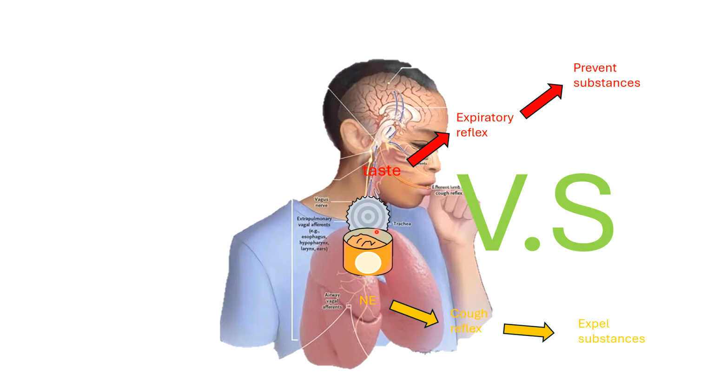So here we have a comparison. As we said, we have here these aspirated food particles, and here we have the taste cells versus the neuroendocrine cells. The taste cells in the mouth cause an expiratory reflex, whereas the neuroendocrine cells activate a cough reflex. The expiratory reflex prevents substances from entering the airways, whereas the cough reflex expels substances.